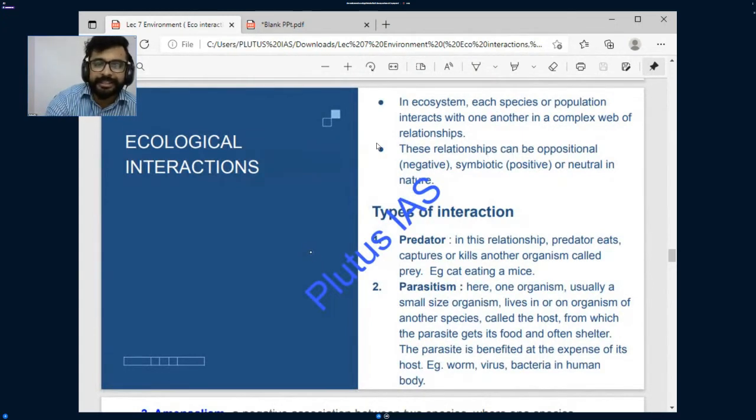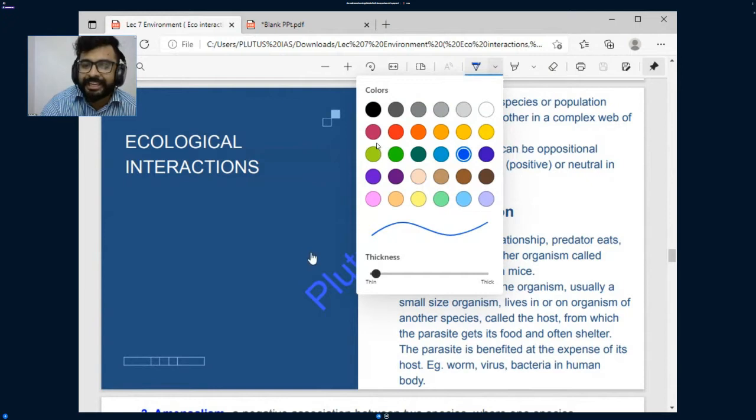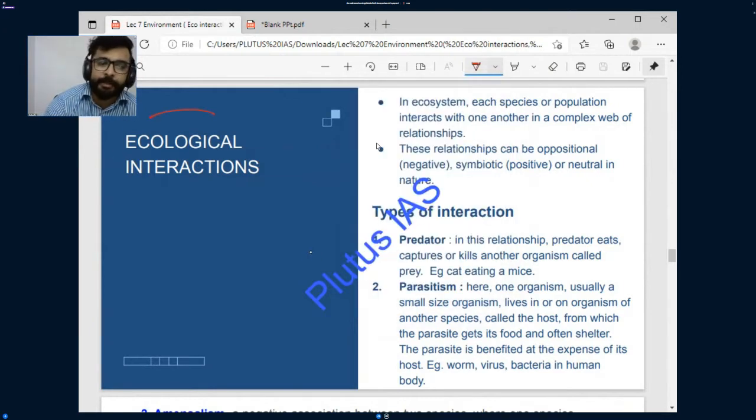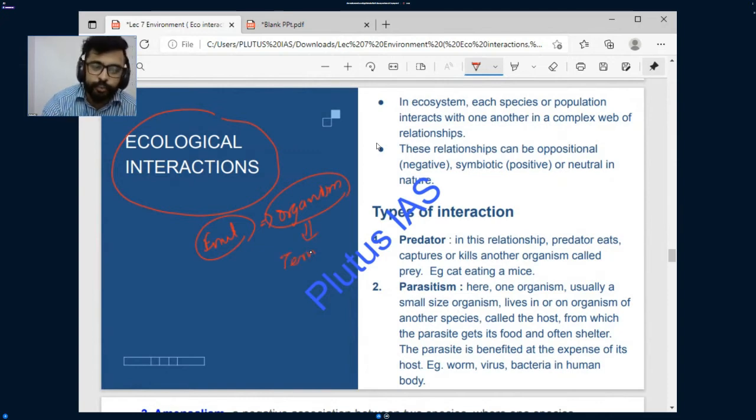Today we're gonna study about the ecological interaction in the environment, how the organisms interact, and there is a proper term which has been given to these organisms. There has been a proper term which we have given to each and every interaction. Okay, so in an ecosystem, each species or population interacts with one another in a complex web of a relationship.